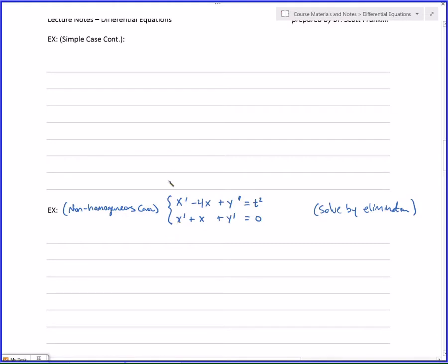All right, first of all, rewrite it in D notation. So I'm going to take the x's and rewrite those, and then take the y's and rewrite those. This becomes D minus 4 applied to x, plus D squared y equals t squared. And this becomes D plus 1 x plus Dy equals 0.